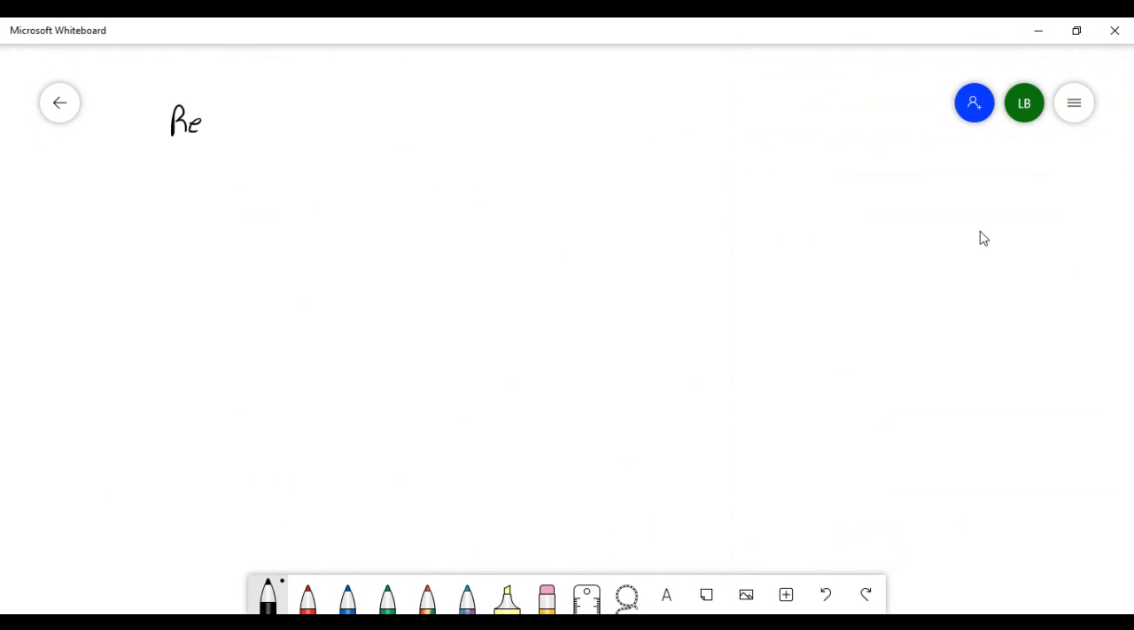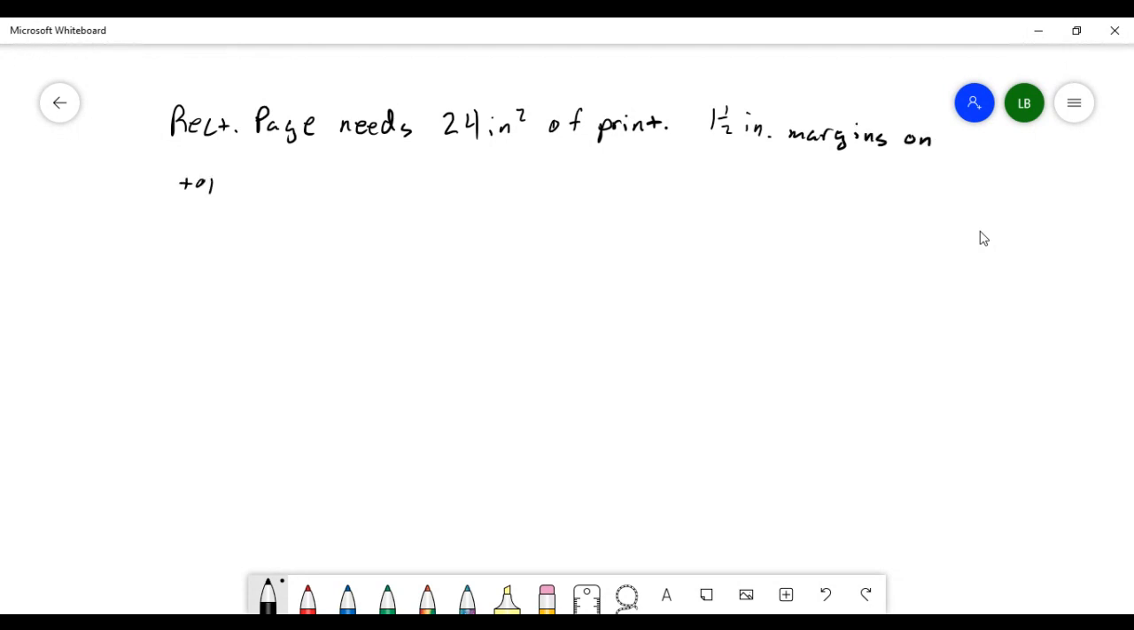So a rectangular page needs 24 inches squared of print. And it also has 1.5 inch margins on top and bottom, and 1 inch margins on the side.